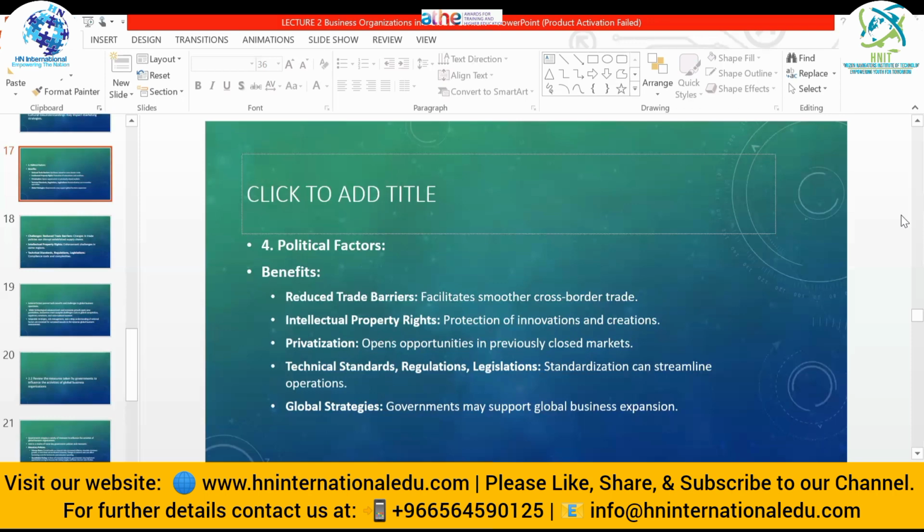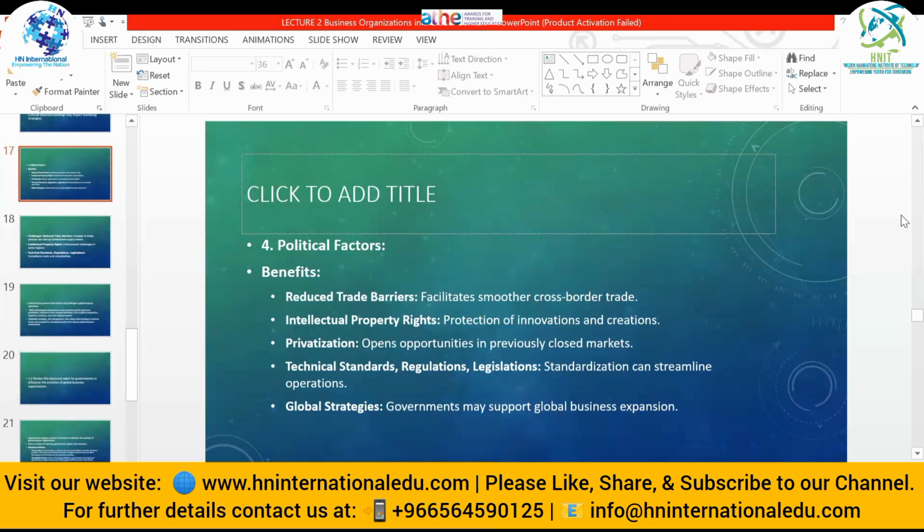When it is a general thing, it's public, it's free, or we are giving it for less money, it's going to be full of cheap people. Then we have global strategies, that is government may support global business expansion. That is again true. When we want to expand our business on a multinational level, we have to take the permissions from the FBR, from the ISPR, from the customs, the people of customs.